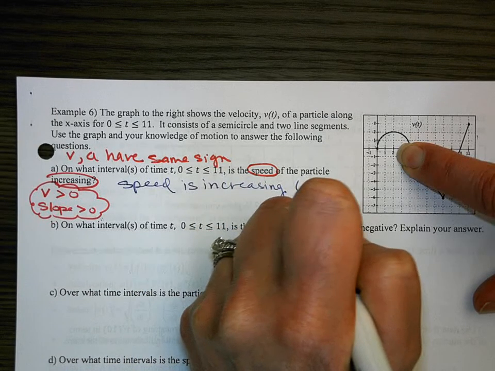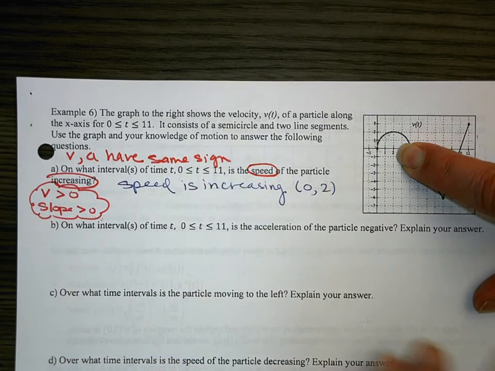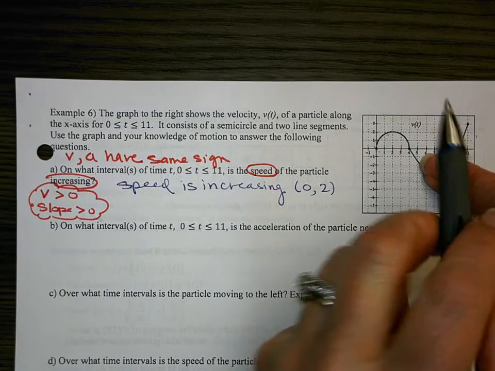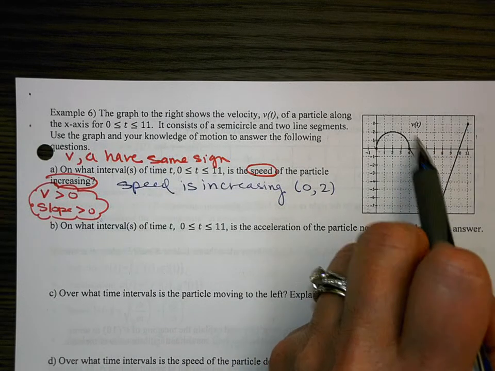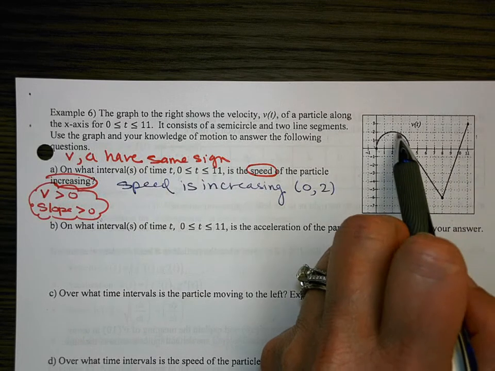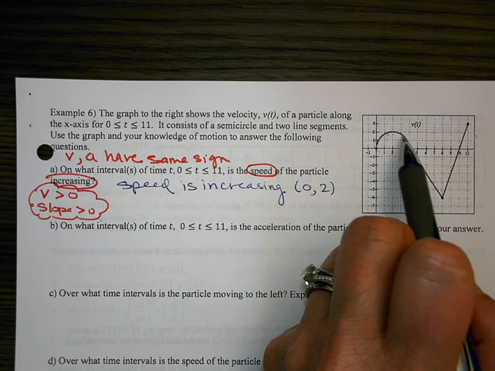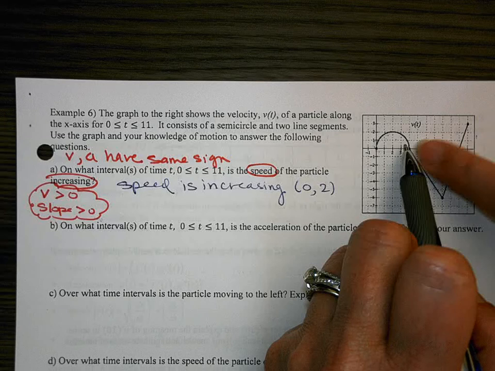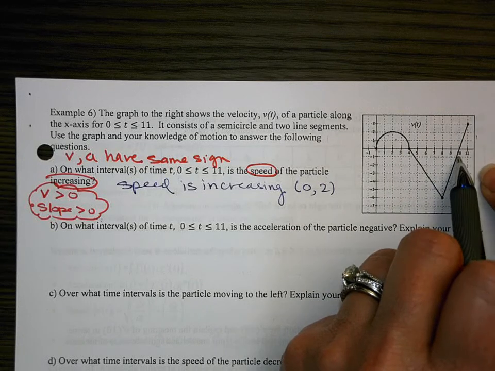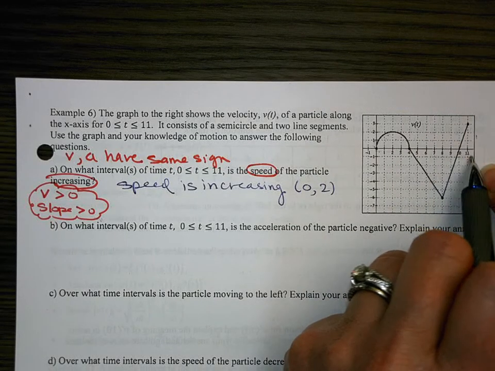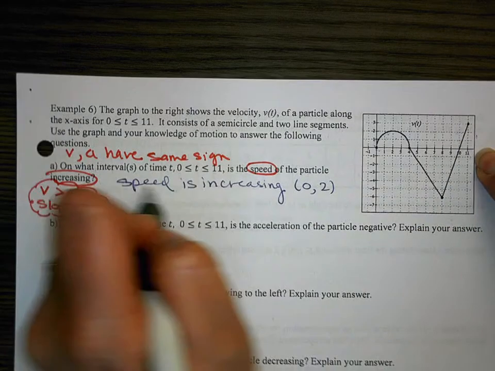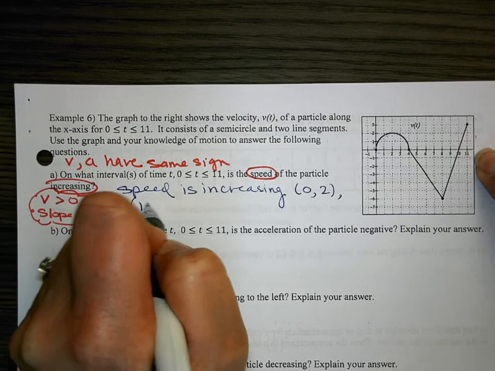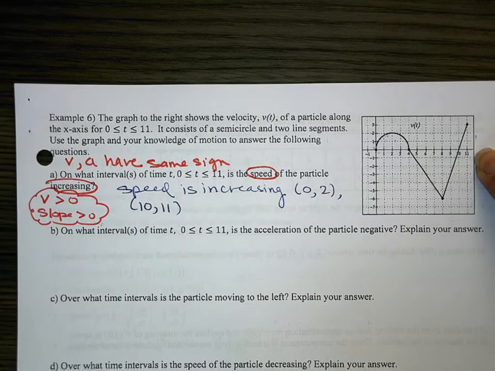On the interval from 0 to 2, and then over here, speed would be decreasing because even though velocity is positive, the slope of that section of the graph is negative. So this would be where speed would be decreasing. And then over here, from 10 to 11, I know velocity is above the x-axis and it has a positive slope. So there's another section where speed is increasing.